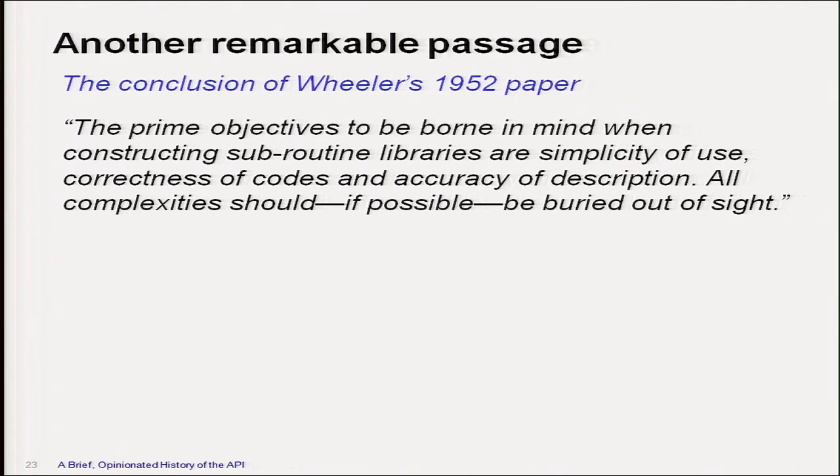Or how about this quote? This is the conclusion of Wheeler's paper. He says, "The prime objectives to be borne in mind when constructing subroutine libraries are simplicity of use, correctness of codes, and accuracy of description. All complexities should, if possible, be buried out of sight."